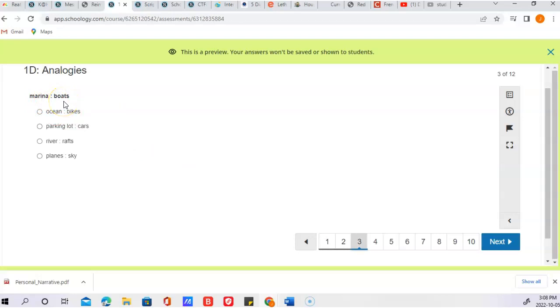Think about a sentence we could use for that. A marina is where you park boats. We actually did this one too, didn't we? I forget how many we did. It was a long time ago this morning. And we decided a parking lot is where you park cars, right?